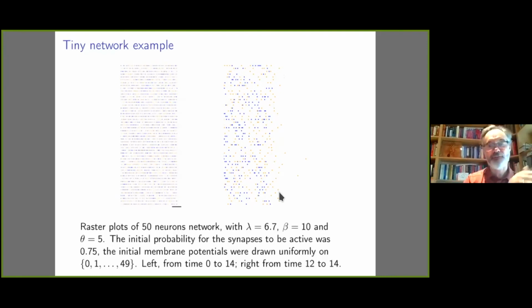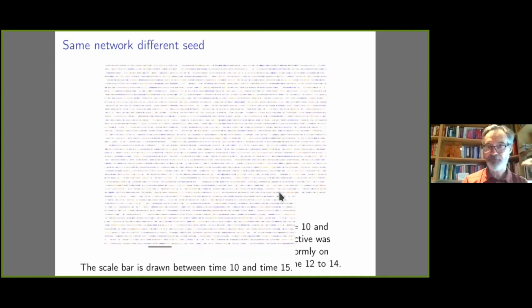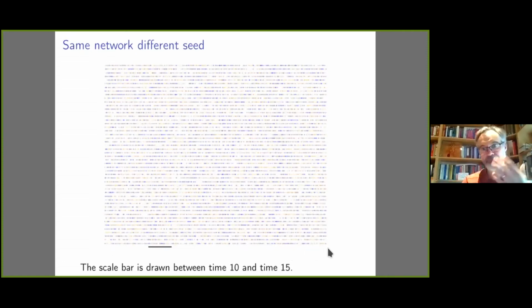And that's the same network with the same initial state, but with a different seed to run the dynamics. And that runs for 50 time units without any apparent large fluctuations. And again, you have this mix of blue and orange dots.